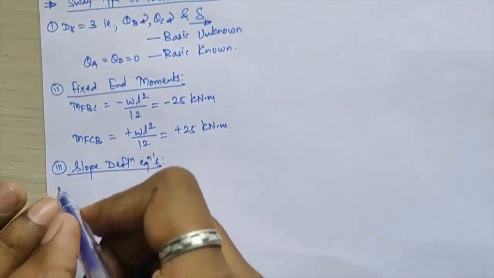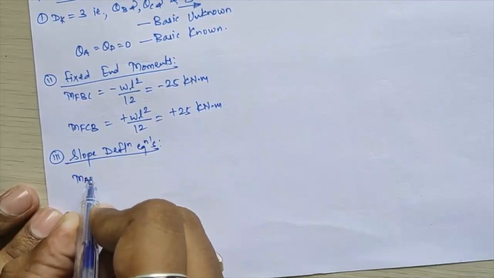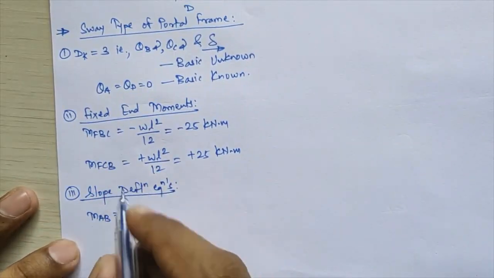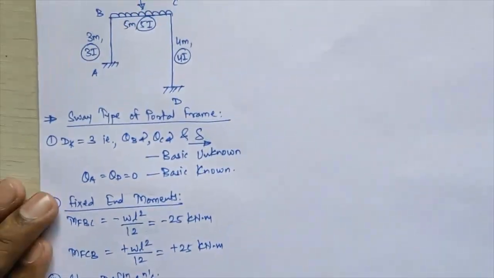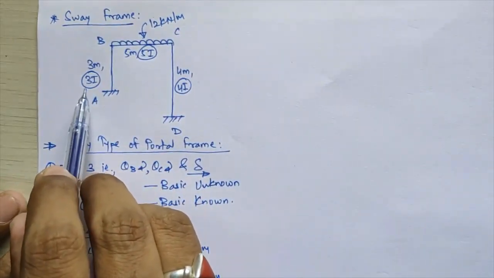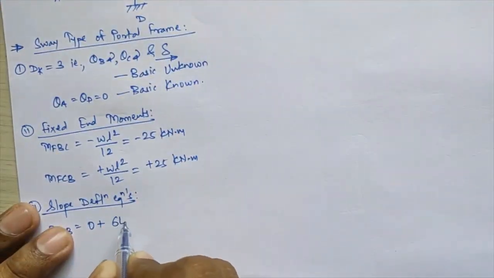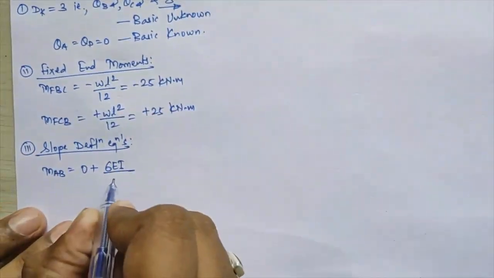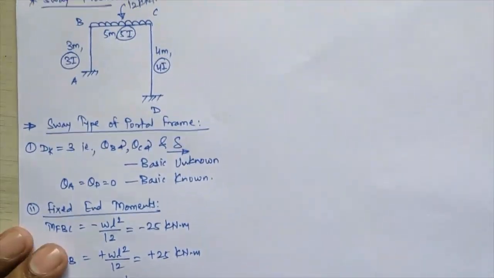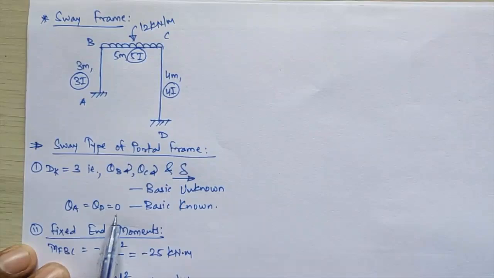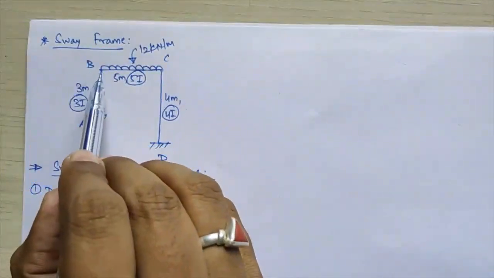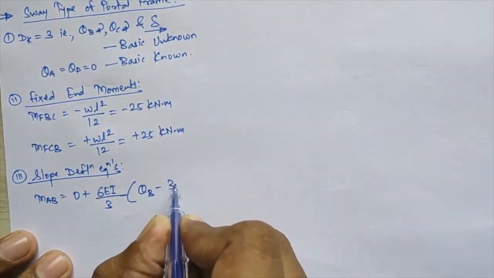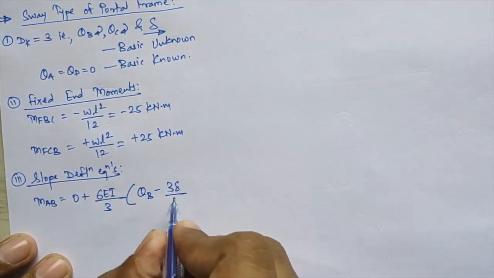Then we move to the next step, the slope deflection equations. We start with the first equation, that is MAB. The equation of MAB is MFAB, but that value is 0 here, so I am writing 0, plus 2EI upon L. The I value is given as 3I, so that becomes 2 into 3, that is 6EI, divided by the length of member AB, which is 3. Into bracket: near end rotation 2 times theta A, but theta A is 0 here, so that becomes 0. Far end rotation theta B, minus 3 times delta upon L, and L is again 3.